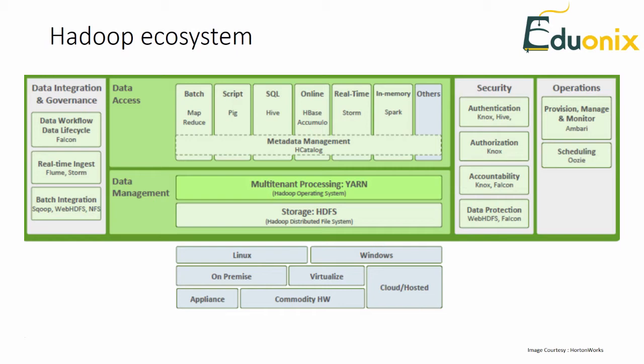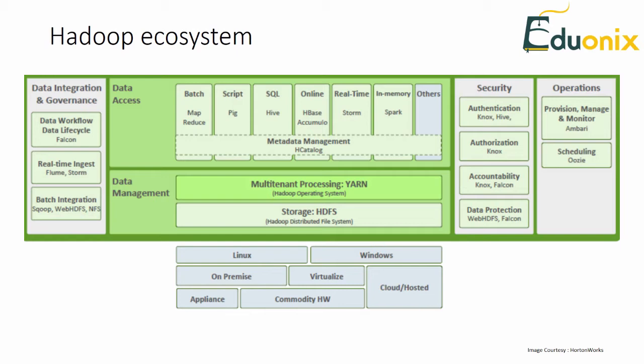The ecosystem table is broadly divided into five sections as you see here. We will go over all of these broadly later as we have sessions to cover them in detail. Let's look at the integration and governance section. Apache Falcon is a data management framework for simplifying data lifecycle management and processing pipelines on Apache Hadoop. It enables users to configure, manage, and orchestrate data motion, pipeline processing, disaster recovery, and data retention workflows.